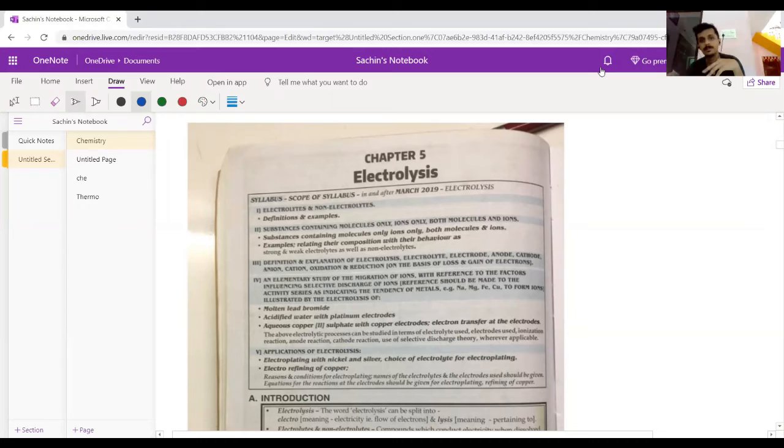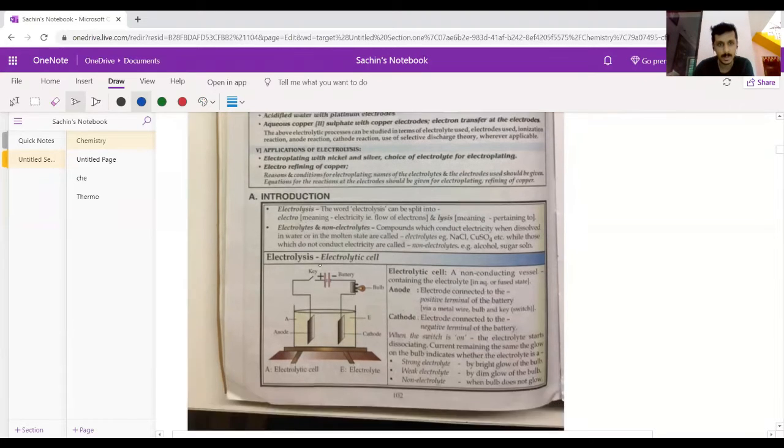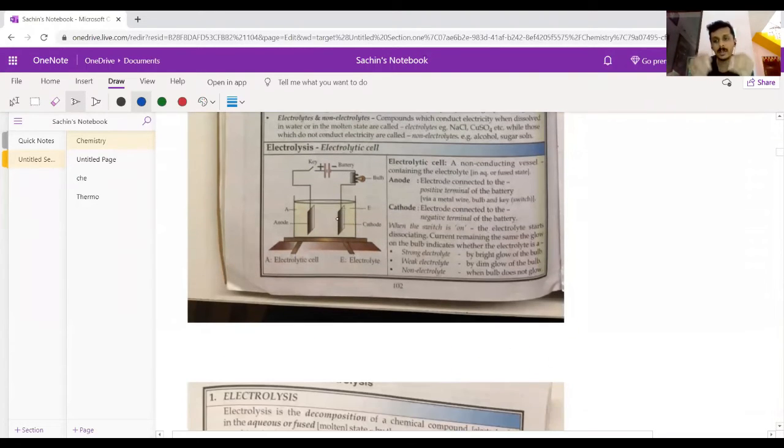Okay, we'll begin. This particular chapter deals with electrolysis. What is electrolysis? The name suggests electro and lysis. It is nothing but breaking up of something. We will see what that something is. It is the breaking up of something by passing electric current or electron flow, that is nothing but current. The word electrolysis can be split into electro and lysis, that is, passing the current and breaking it. So it is nothing but electrolysis.